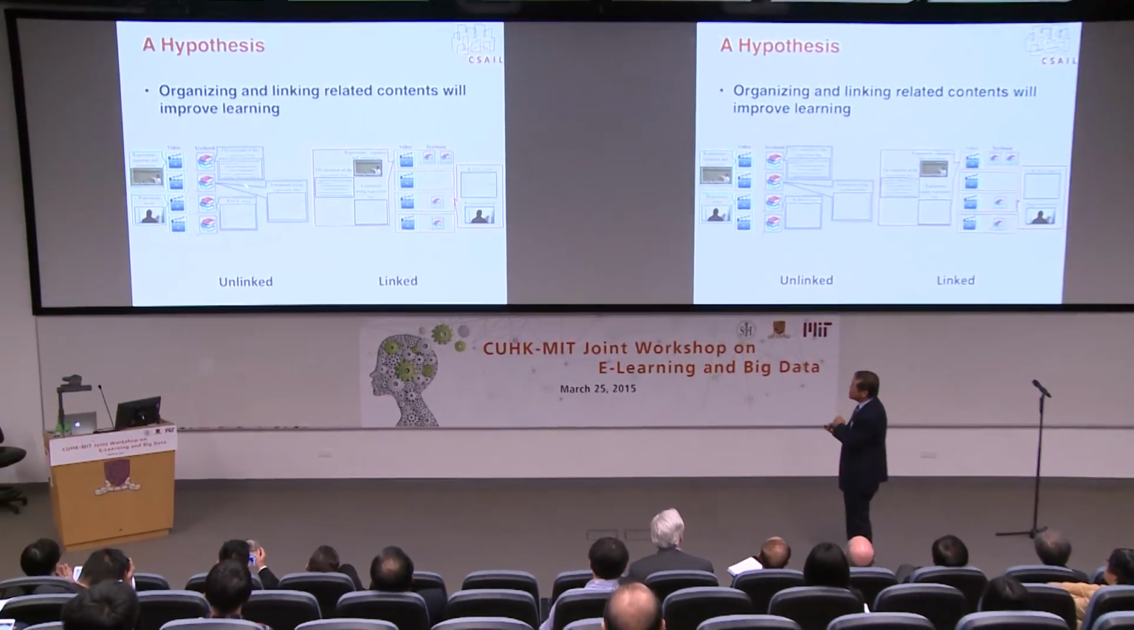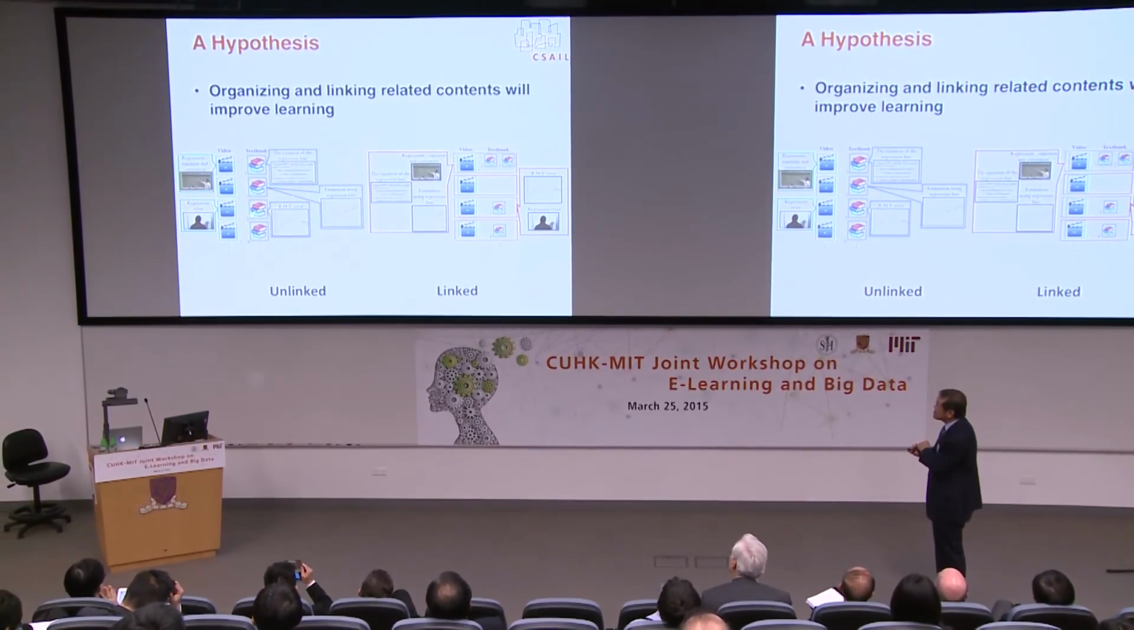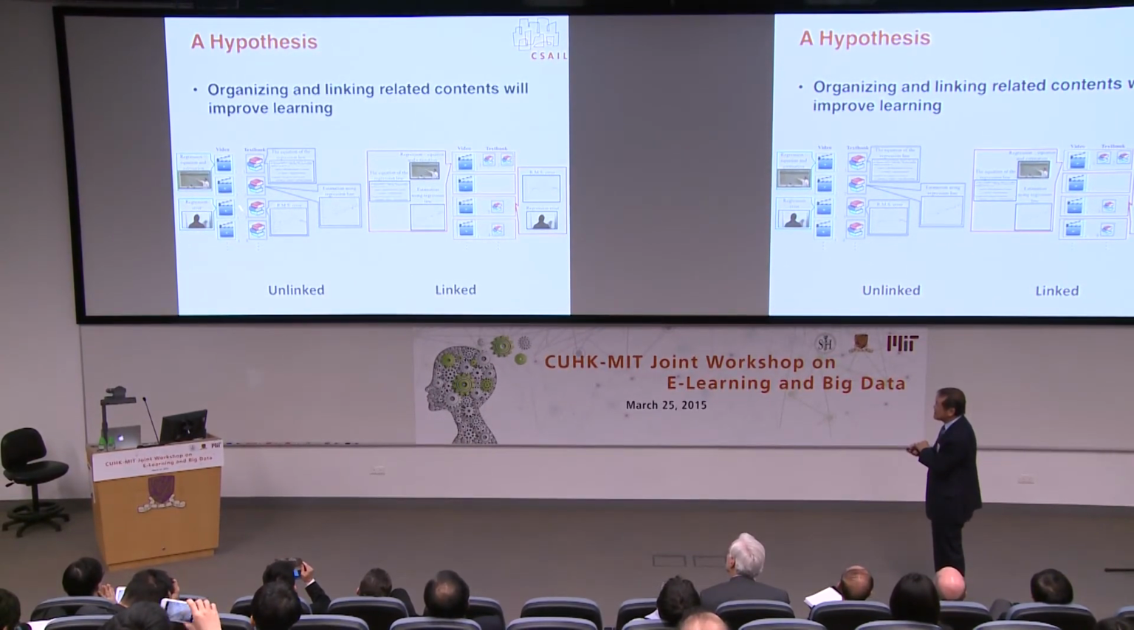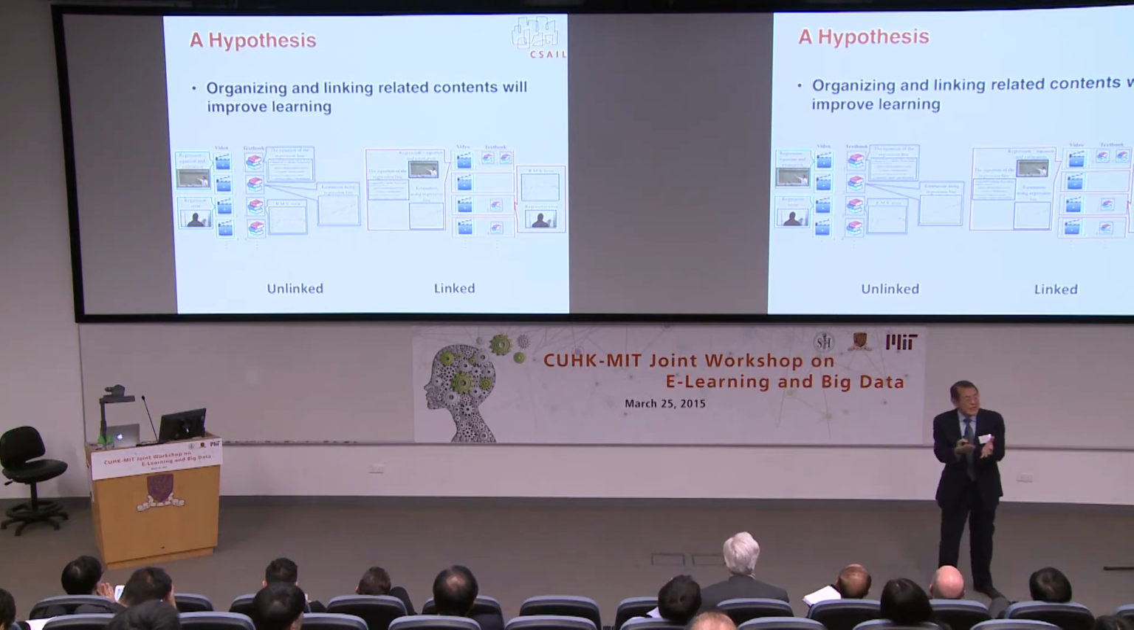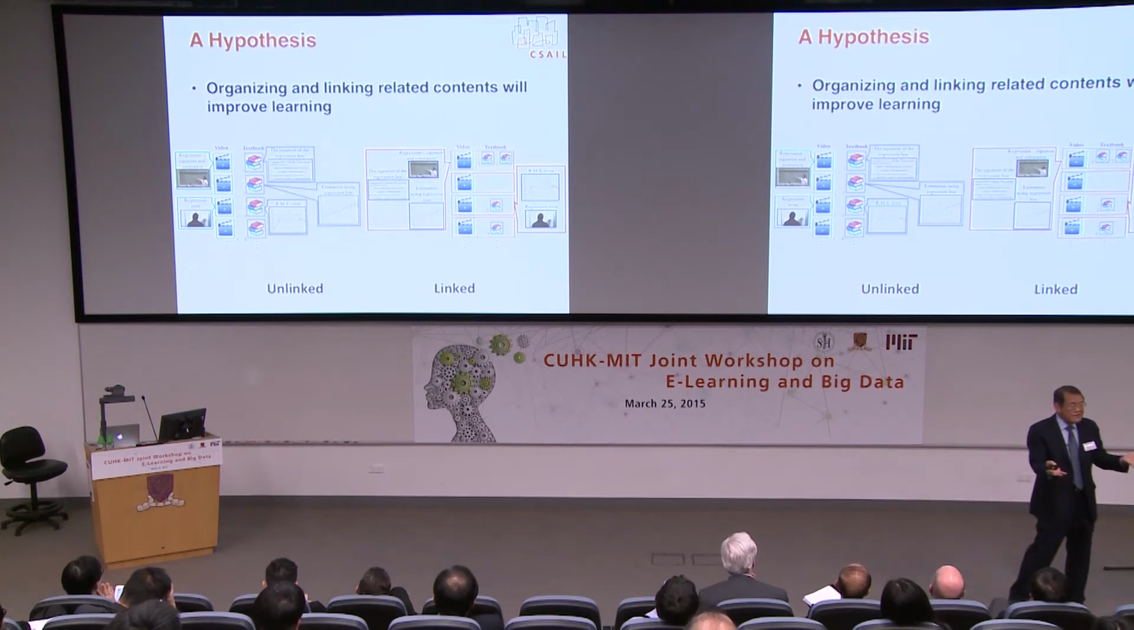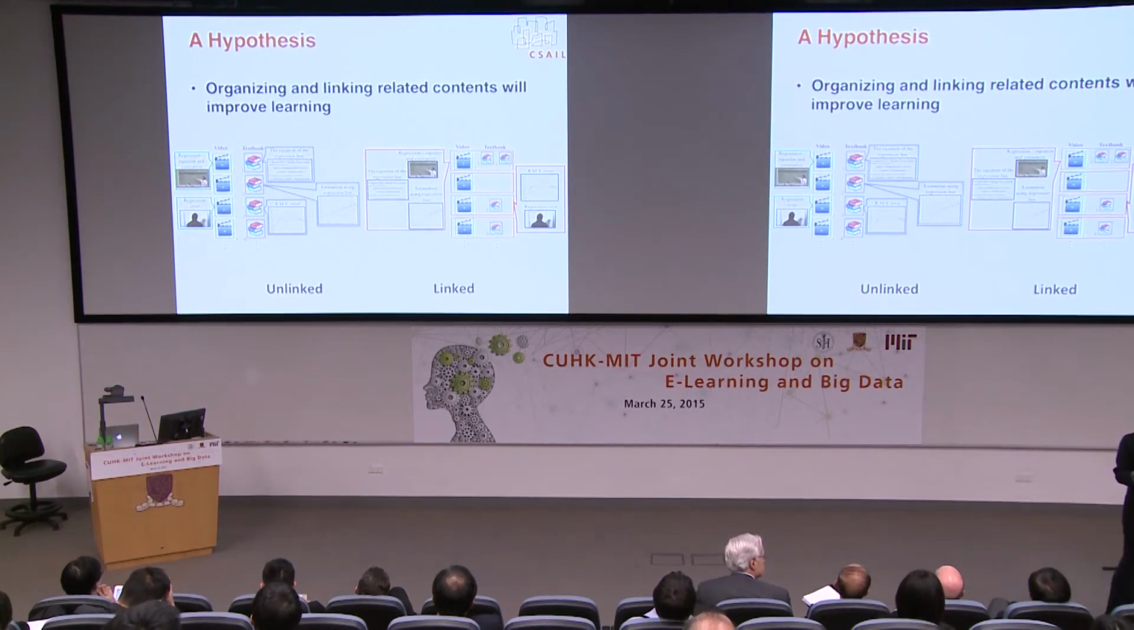In one case, the video, the books, and other things are done independently, presented to the user independently. And in another case, things that are related are linked together. So at the same time, they're at your disposal. You can find the information and presumably learn more.